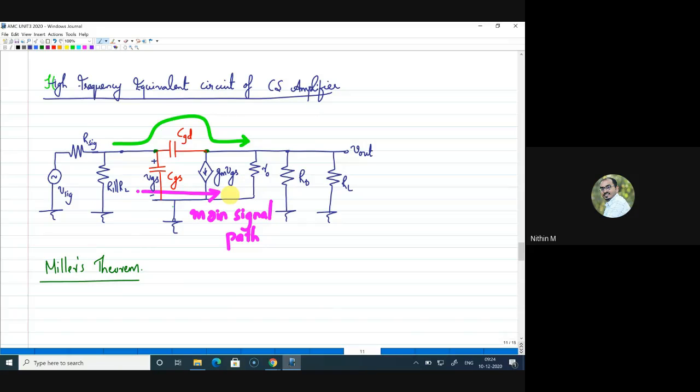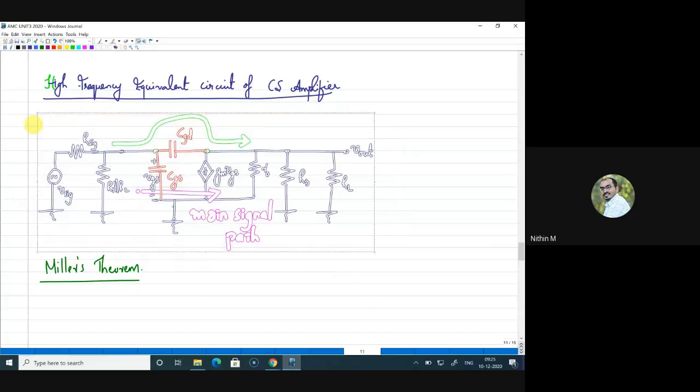So whatever you are seeing on the screen is the equivalent circuit of the CS amplifier. Now, since we know how to decompose CGD and write the equivalent components on input and output side, what I'm asking you to do is find the input capacitance due to CGD and output capacitance due to CGD, take out the CGD and draw the new equivalent circuit. Can you try it? If you have doubts, please ask now.